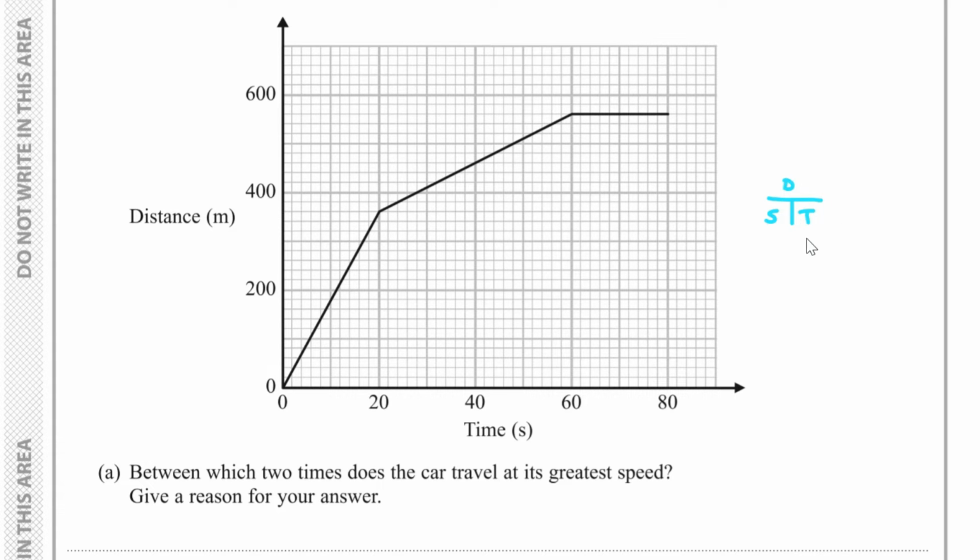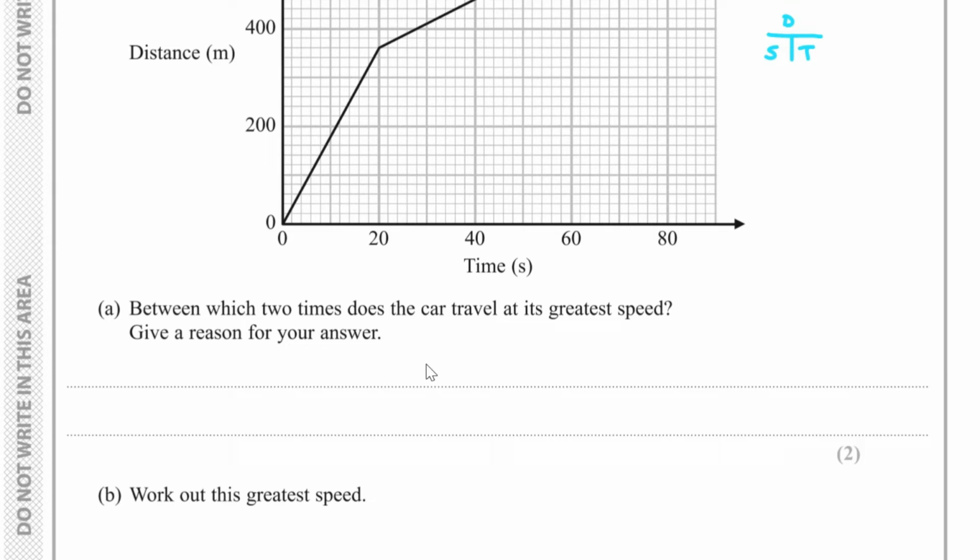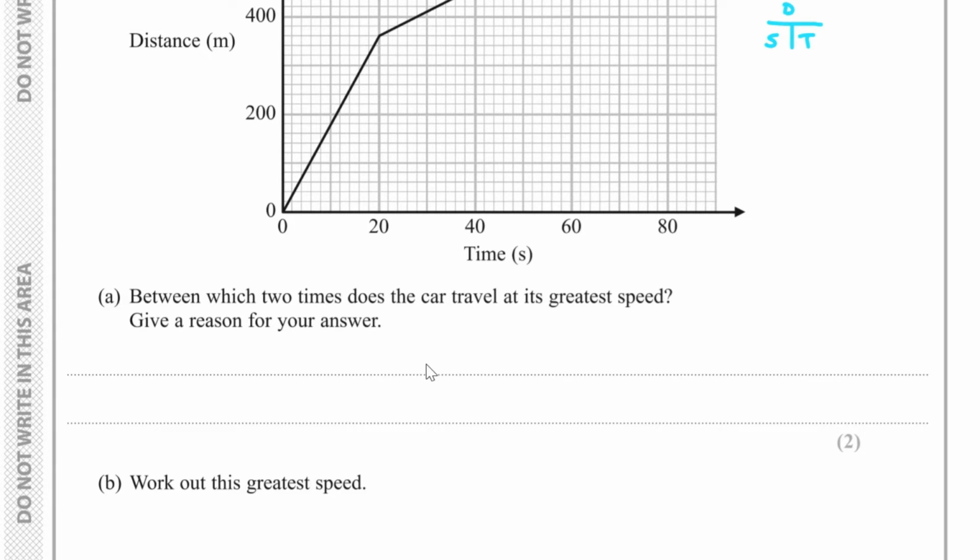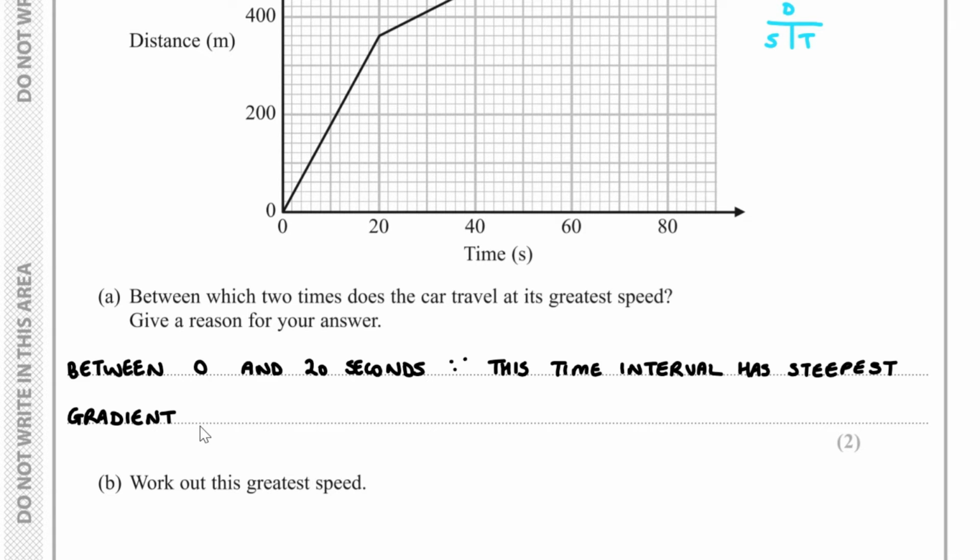In other words, we want the steepest gradient, and you can see the steepest gradient is in between 0 and 20 seconds. We cover a large amount of distance in a relatively short amount of time. So therefore, we have in between 0 and 20 seconds because this time interval has the steepest gradient.